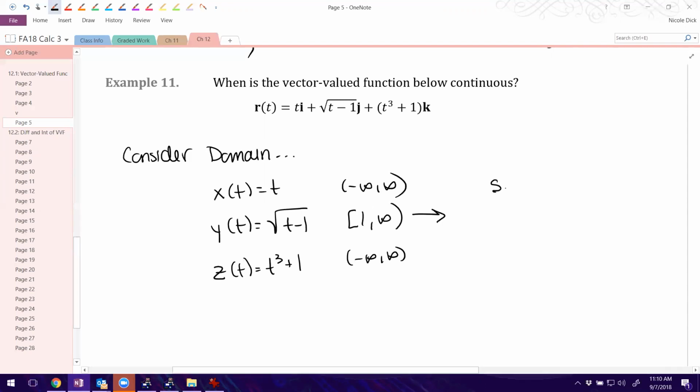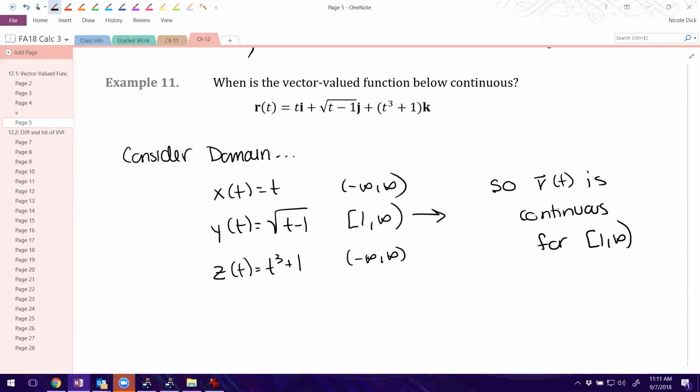Oops, pen's a little funky, sorry. So we could say r of t is continuous, goodness, sorry, my pen's battery is on the fritz. Let's say this for, that makes more sense than when. So as long as t belongs to this thing here, for when t is in the interval from 1 to infinity, this thing's going to be continuous.